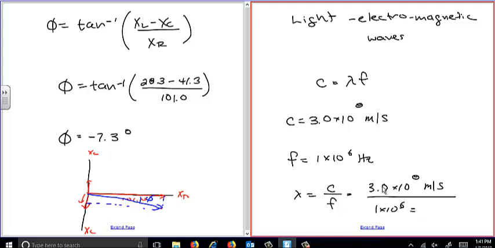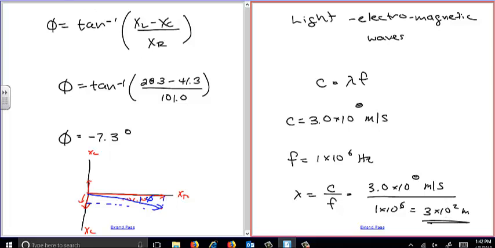So 3 divided by 1 is 3. 10 to the 8th divided by 10 to the 6th is 10 to the 2nd. And the units are meters. So that's about 300 meters. So that's definitely a radio wave.